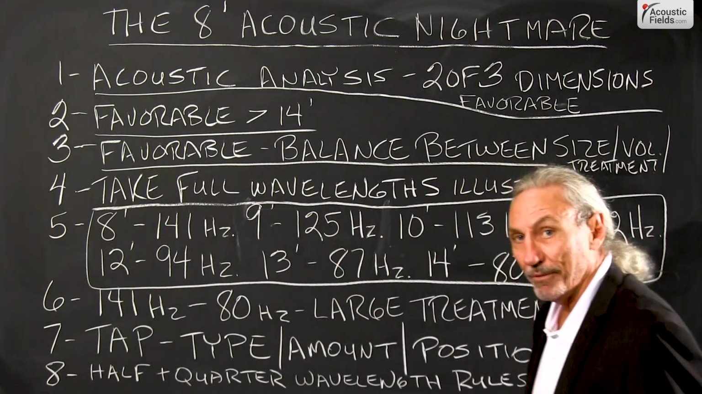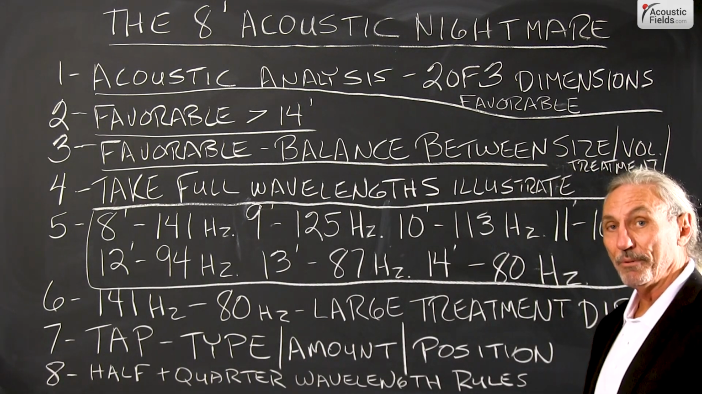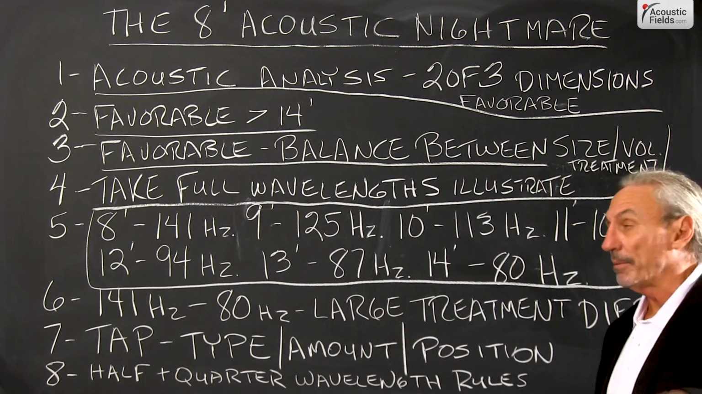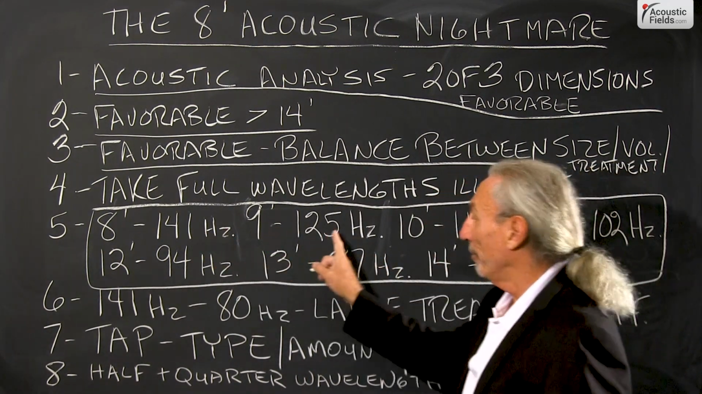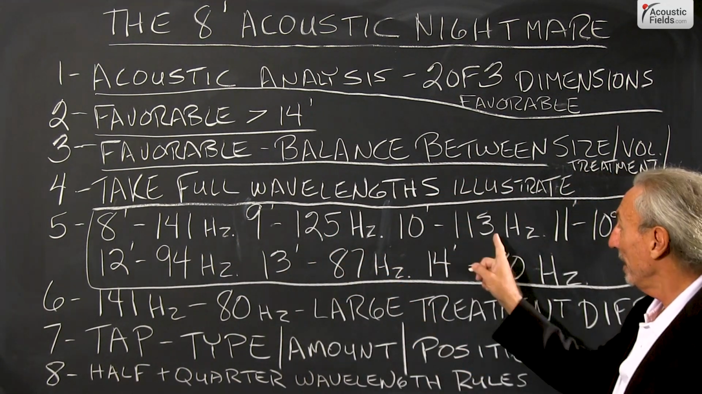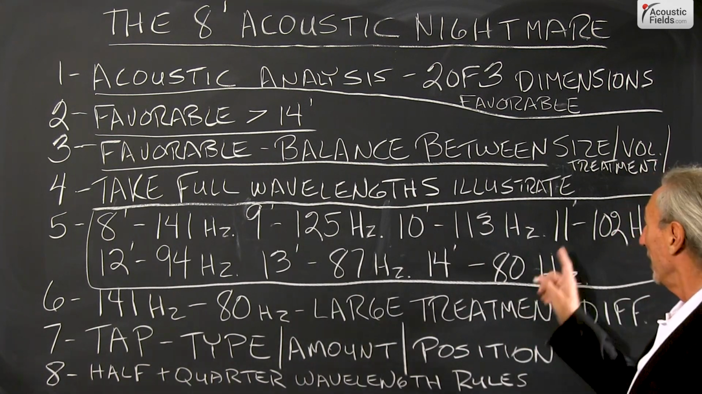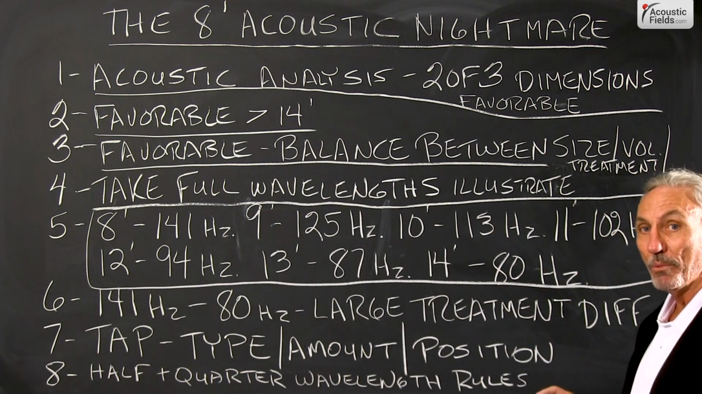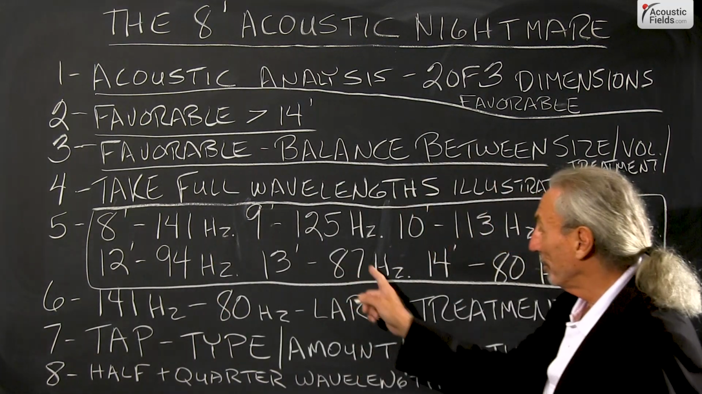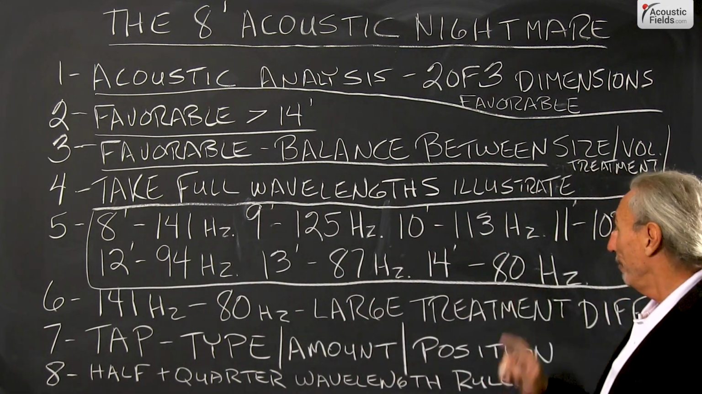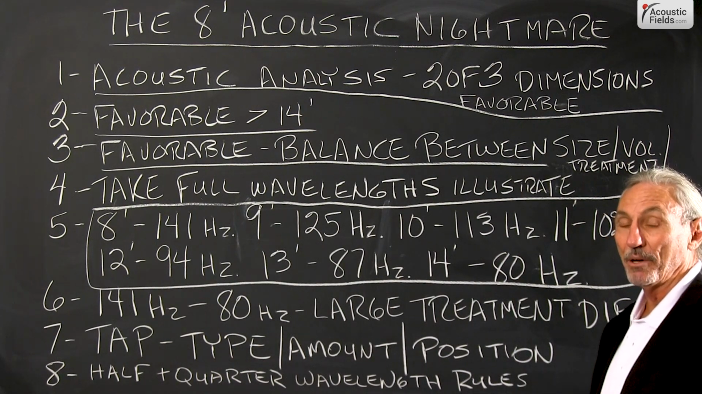At 8 foot, we have 141 cycles. So everything below 141 is going to be a problem. At 9 foot, look at the change: 141 to 125. At 10 foot, down to 113. At 11 foot, down to 102. 12 foot, 94. 13 foot, 87. And 14 foot, we're down to the 80 cycle range.